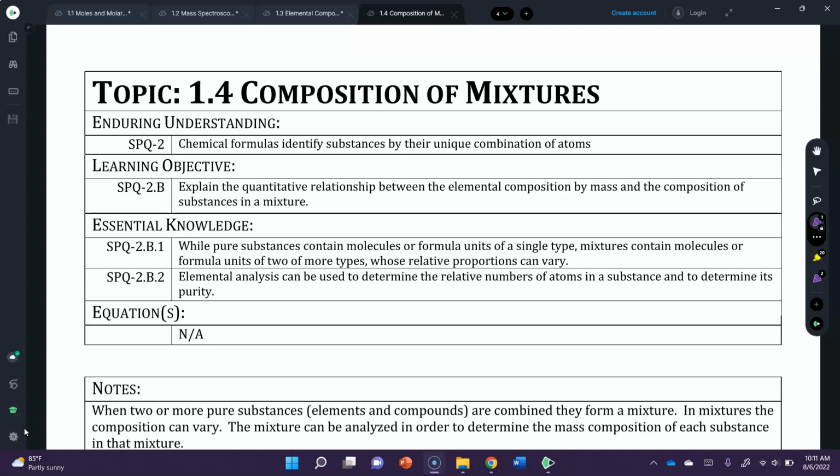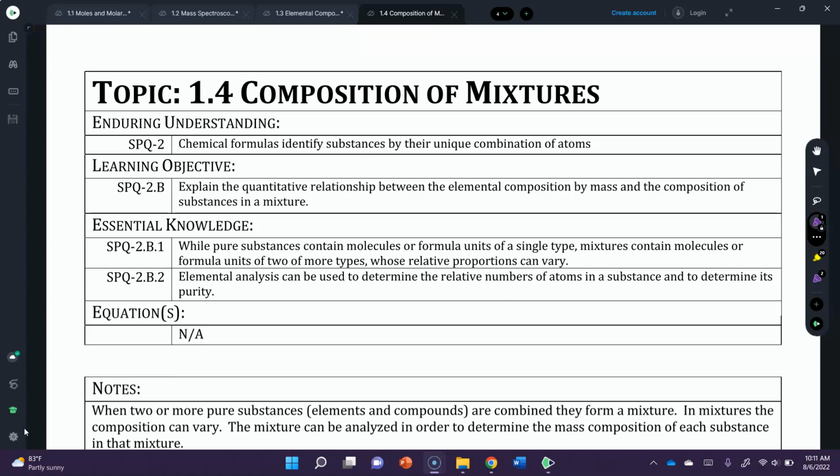Hello everyone, these are the notes for topic 1.4, composition of mixtures. In this set of notes we will be looking at how pure substances contain molecules or formula units of a single type, but mixtures contain molecules or formula units of two or more types, whose relative proportions can vary. Okay, so we're looking at mixtures here.